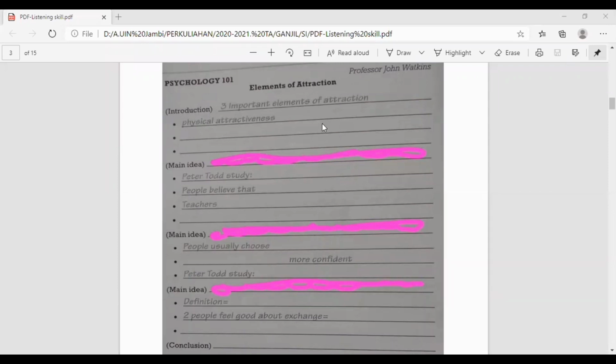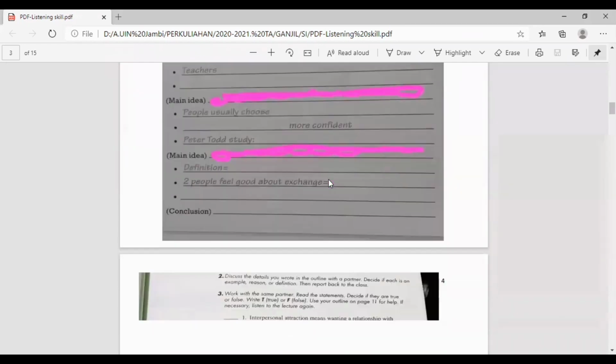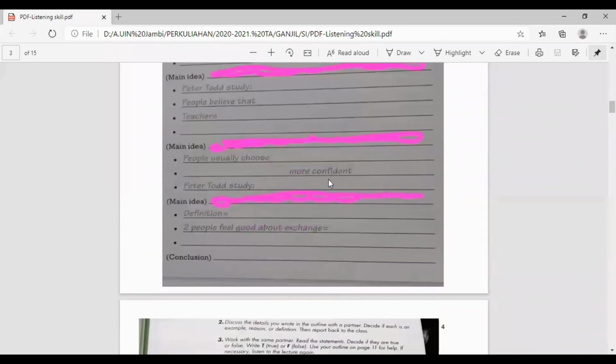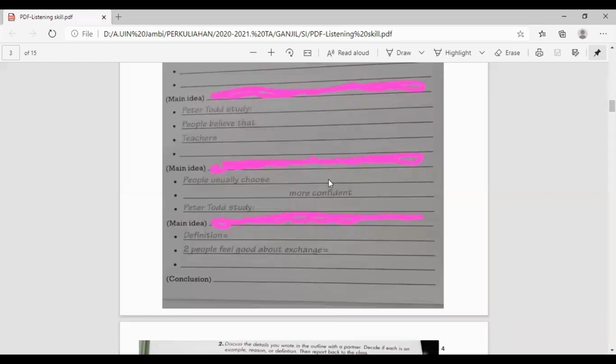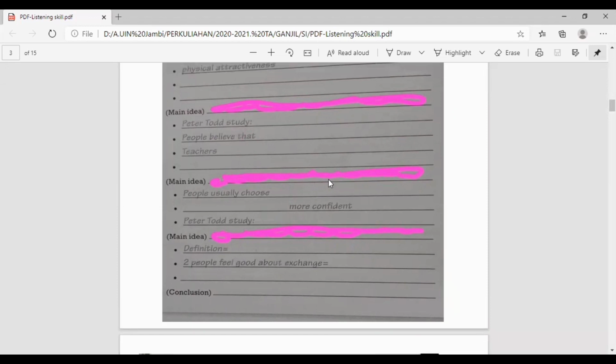Lecture: Elements of Attraction. Hello, everyone. Are we ready? Okay. Today, I will talk about three elements of interpersonal attraction that are important in any relationship. If you remember, interpersonal attraction is when a person likes or wants a relationship with another person. When people hear this term, they think of romantic relationships. However, attraction is a part of all relationships, including those with friends, family, and romantic partners. So, the three elements I will talk about today are physical attractiveness, similarity, and exchange.